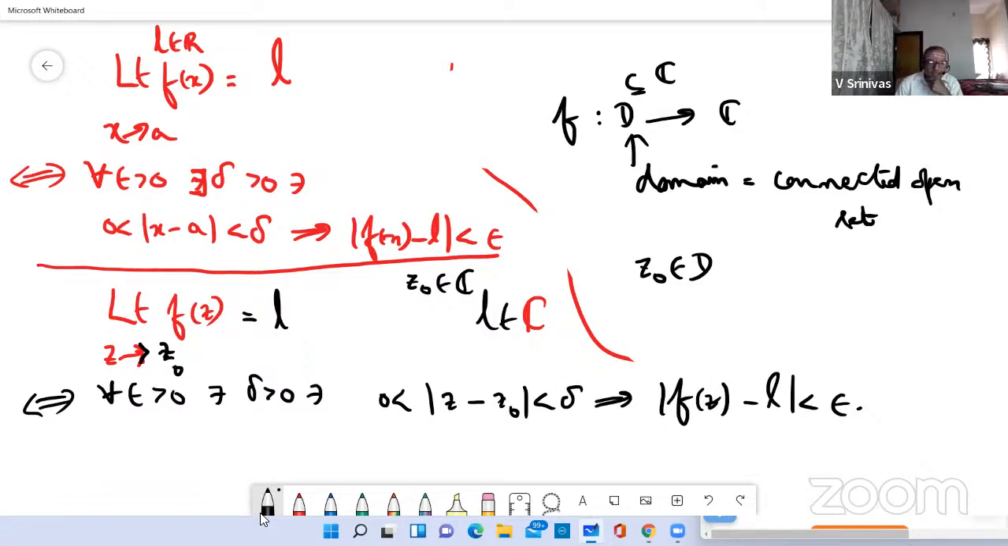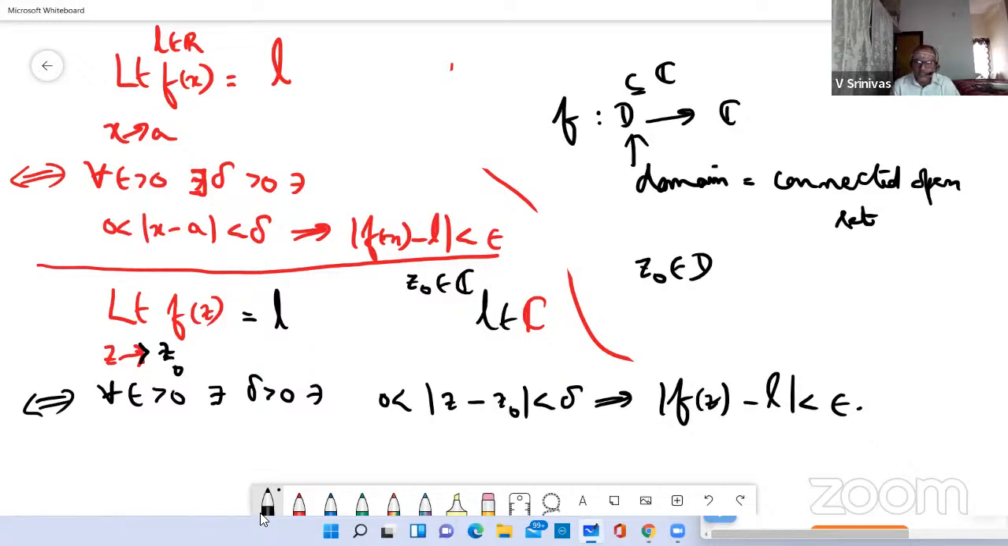For every epsilon positive, there should be a delta positive such that the z values in this delta neighborhood of z naught must be mapped by f to values f of z in this epsilon neighborhood of L. And here you are not taking z equal to z naught.